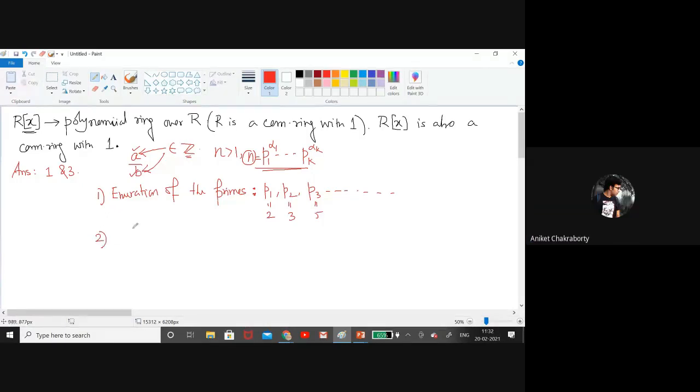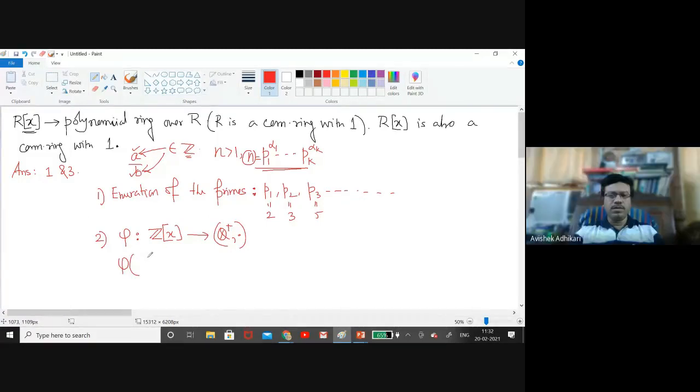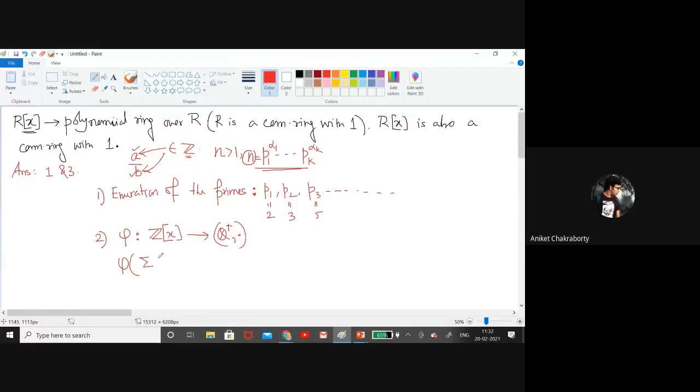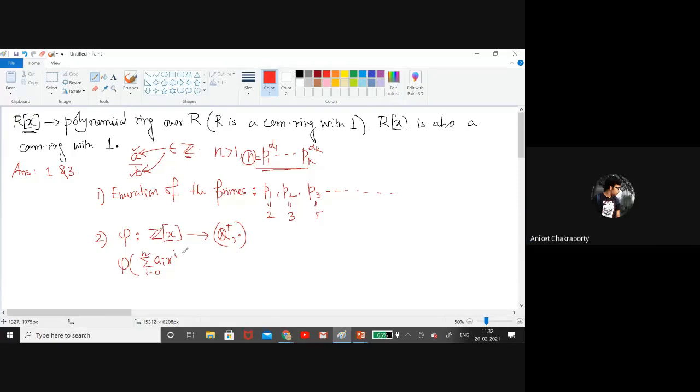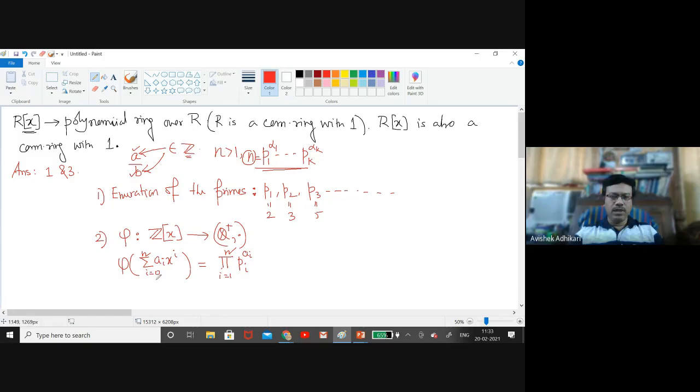Then we define a homomorphism phi from the polynomial ring to the positive rationals, and we define it as follows: for the polynomial summation a_i x^i, i from 0 to n, phi of this is defined as the product of p_i to the power a_i, over i from 0 to n. So you now know what P0 is.